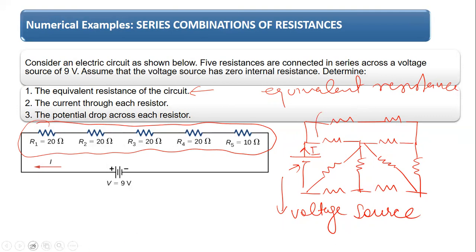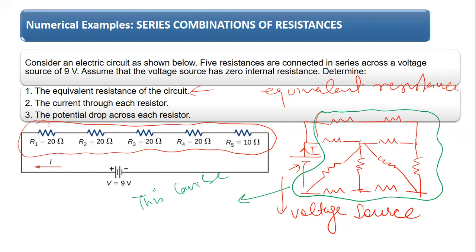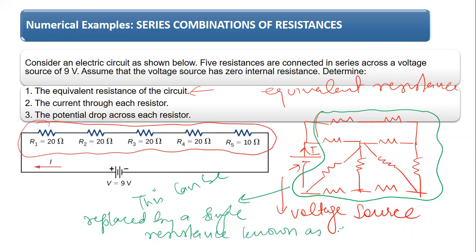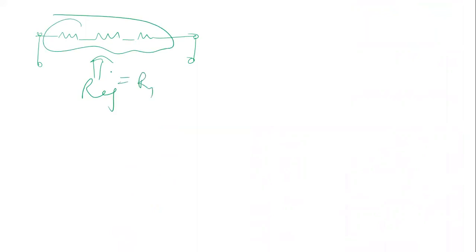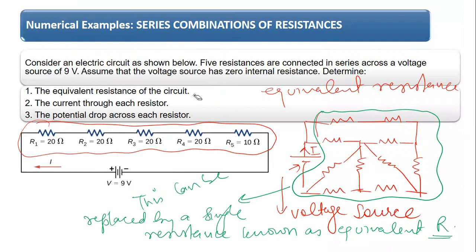This whole resistive network can be replaced by a single resistance known as equivalent resistance. Now when your elements are connected in series, the equivalent resistance here is the sum of these three resistances. Sum of these three resistances, right? So the first part is asking about the equivalent resistance of the network.